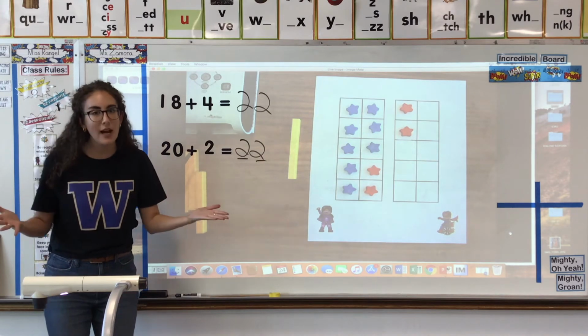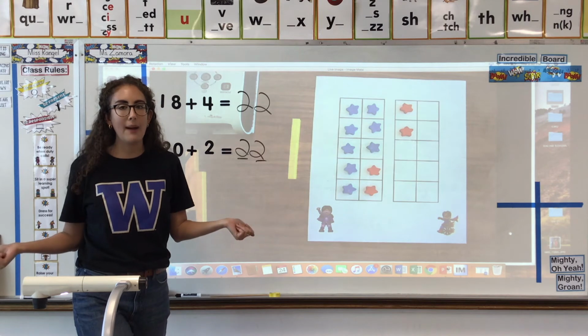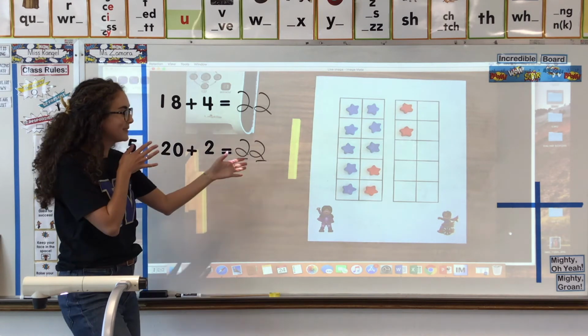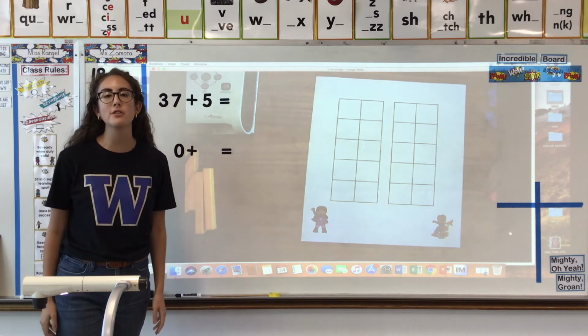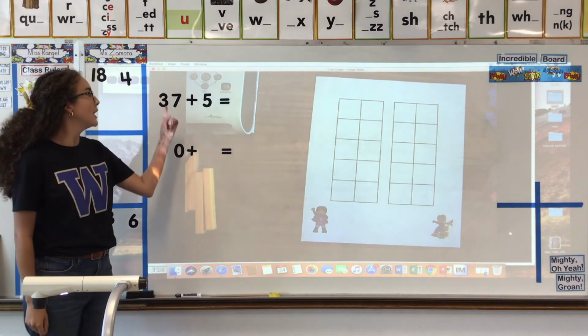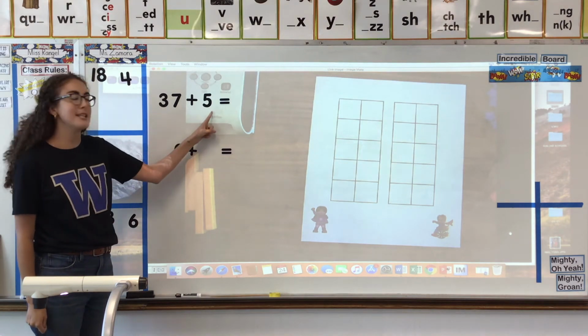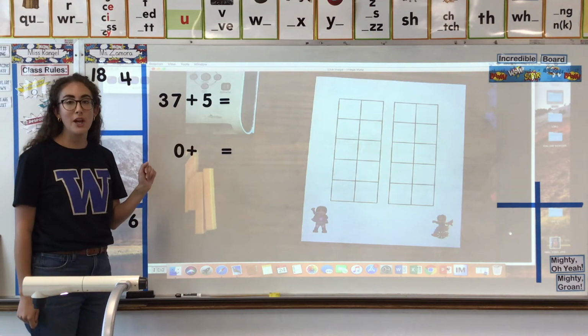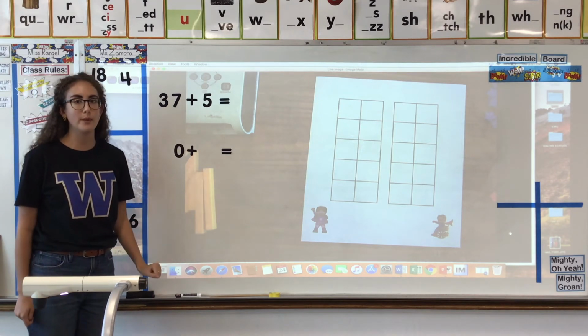So let's try another one. I want you to reset your board and then come on back. Okay, reset. We have a nice clear board and we're ready to try our second problem. So we are now working to solve 37 plus 5. And we are going to do that by turning this into a 10 plus problem.